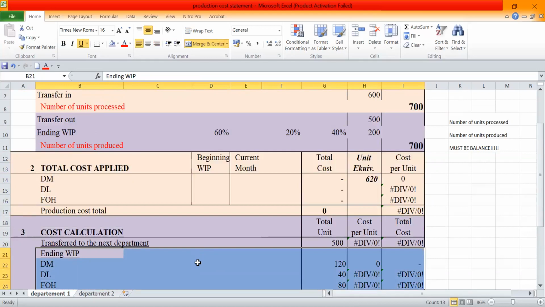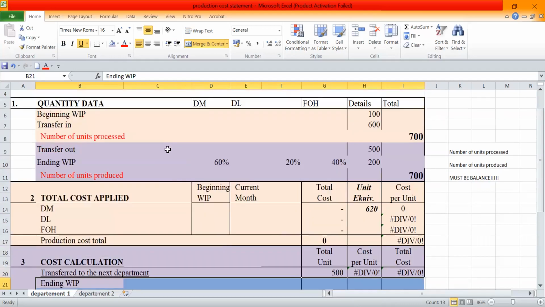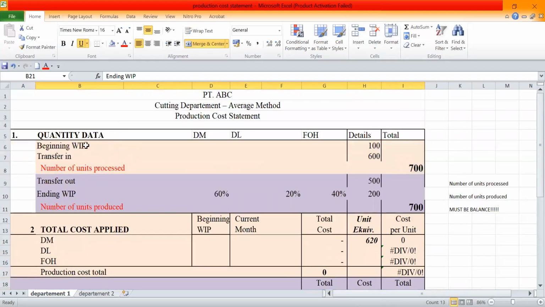Please remember this rule, so you don't have to remember it in a harder way. Just think of it logically, that each part is linked to each other, so then you will find that making this production cost statement is actually really easy.